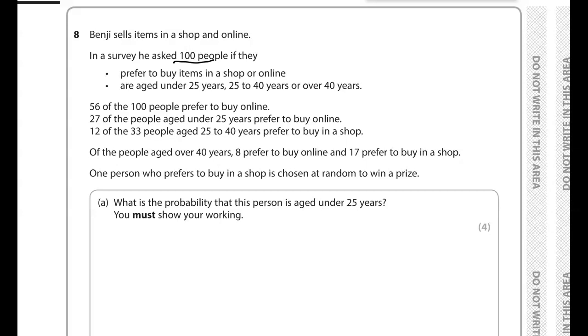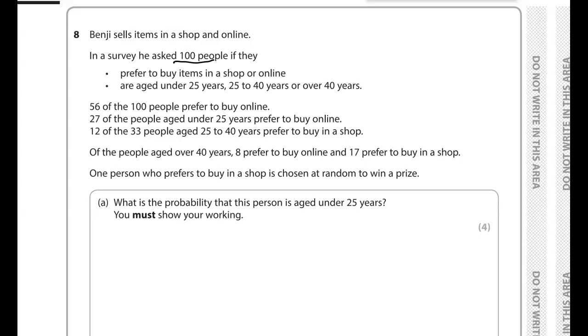12 of the 33 people aged 25 to 40 years preferred to buy in a shop. Of the people aged over 40 years, 8 preferred to buy online and 17 preferred to buy in a shop. One person who prefers to buy in a shop is chosen at random to win a prize. What is the probability that this person is aged under 25 years? You must show your working.